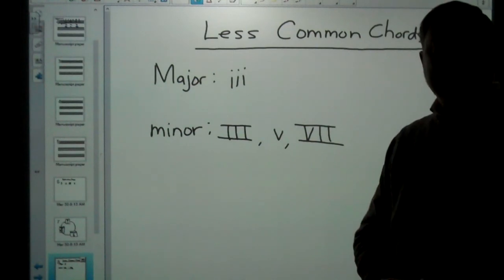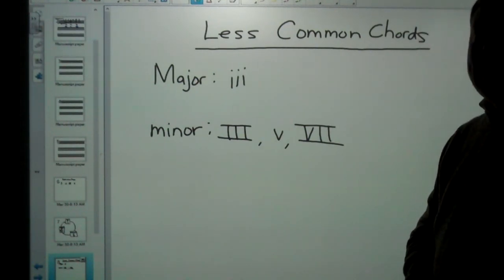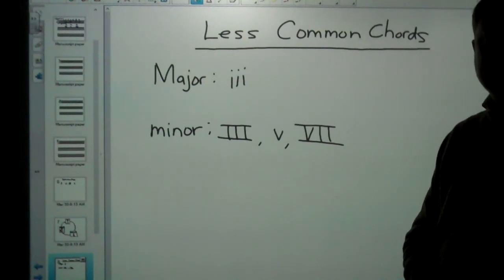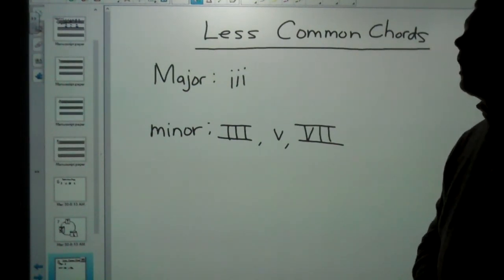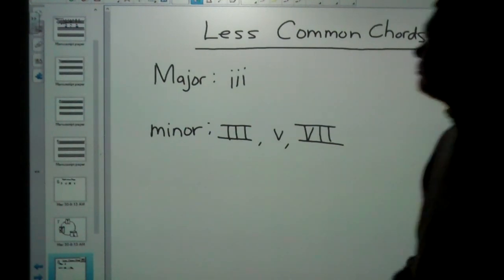Before I get into talking about how to use these chords in a progression, it's always good to go back to major and minor scales to see where these chords come from. How do we get these chords? How are they derived and generated?